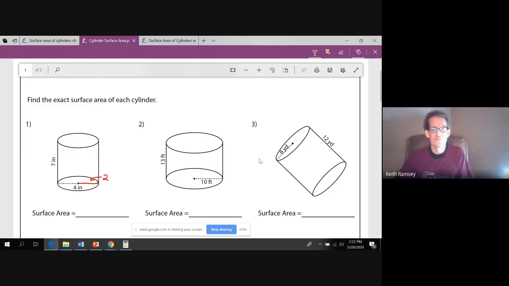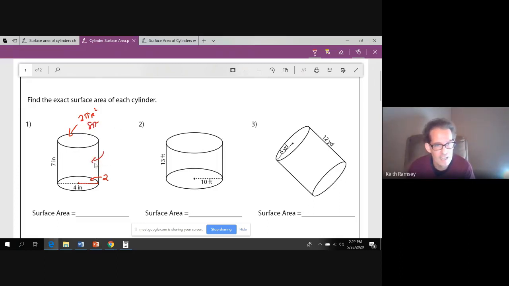Okay, let's look at number 1 together. So if my radius is 2, for my bases, my formula is 2 times pi r squared. So radius times the radius is 2 times 2 is 4, times 2, because there's the top and a bottom, is 8. So that's going to simplify to 8 pi.